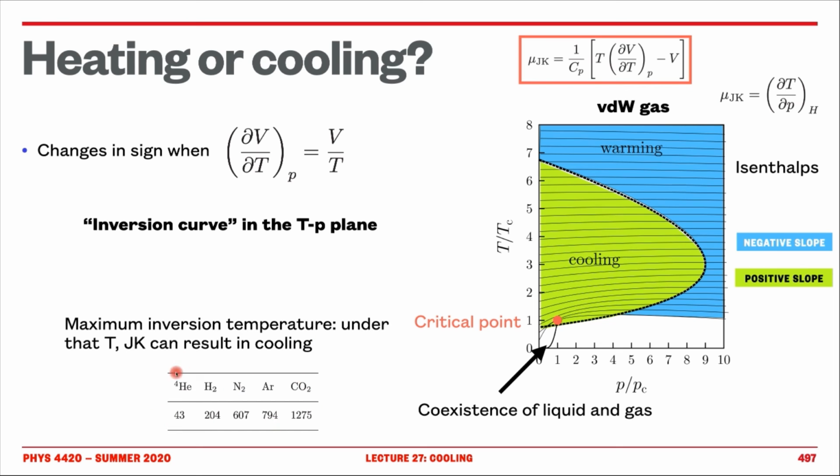And here are some values that you can find in the literature for different gases, where this maximum temperature takes place. If you start to work at a higher temperature, you can't cool it down. So if you try to cool down, for example, helium from room temperature, you have to find different methods, because it can only start to cool down at 43 Kelvin using this Joule-Kelvin expansion. For carbon dioxide, it's different, and so on. And this is all due to the interaction between the molecules.